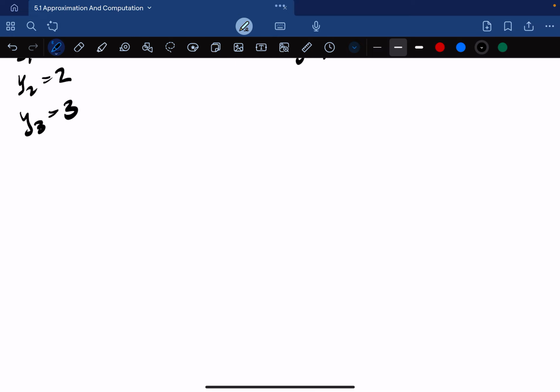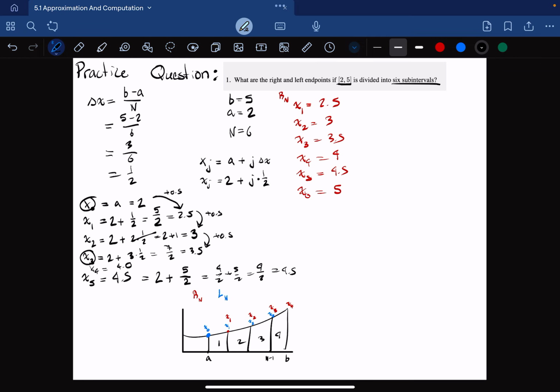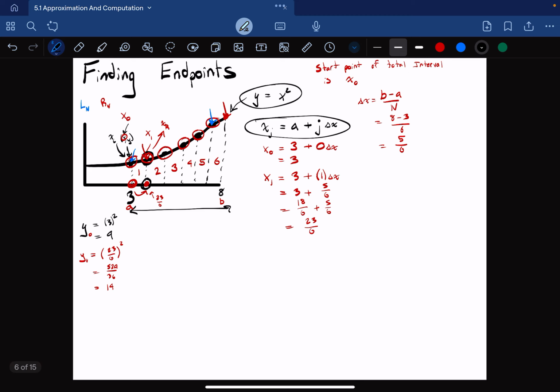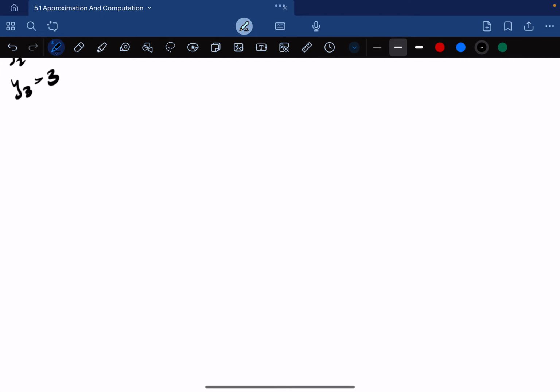But the next thing that I did want to go over is the differences in this formula between Rn, Ln, and Mn. Because as you know, there were already some differences when calculating endpoints. And once again, there's going to be some differences when we calculate the actual approximation for each of them as well.